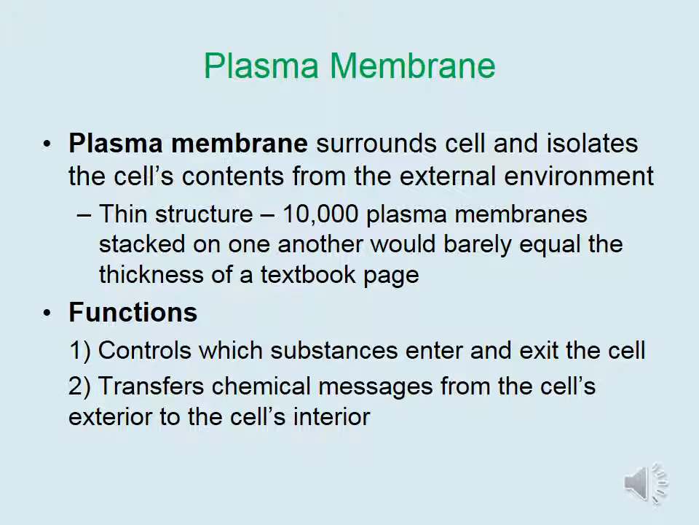Functions of the plasma membrane include to control which substances enter and exit the cell, as well as to transfer chemical messages from the cell's exterior to the cell's interior. An example of chemical messages would be hormones.